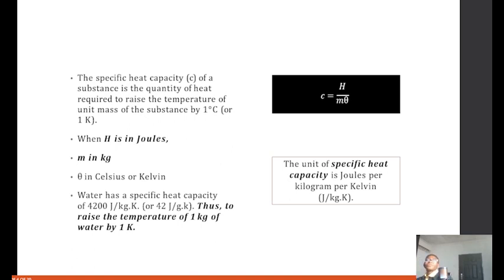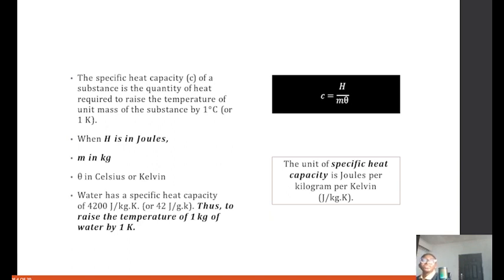So if the mass of the body is 20, you have to multiply 20 by the specific heat capacity to get the heat capacity of that body. So the specific heat capacity of a substance is the quantity of heat required to raise the temperature of just one unit of it. So if you want to raise 20, it means you multiply 20 by that specific heat capacity. So it is the quantity of heat required to raise the temperature of the unit mass of a substance by 1 degree Celsius or 1 Kelvin.